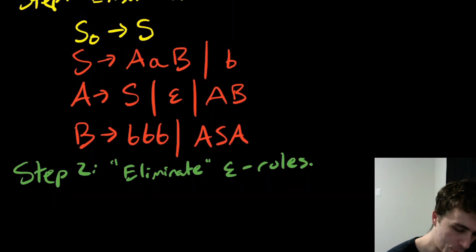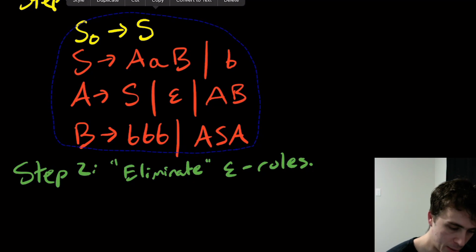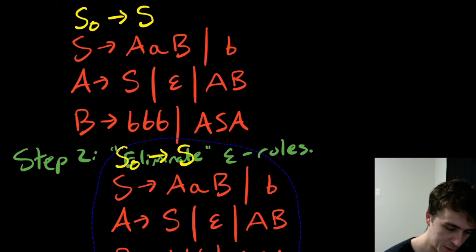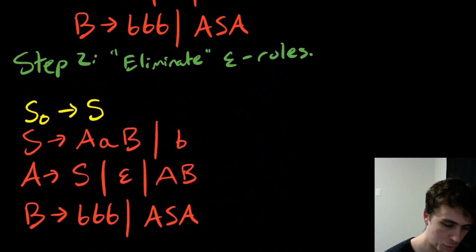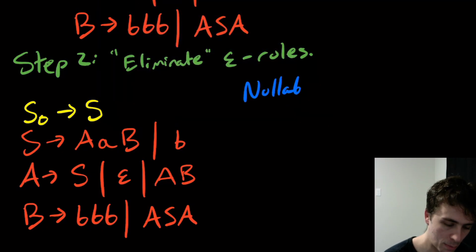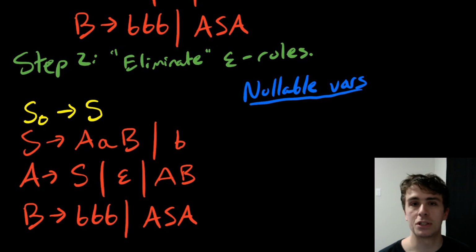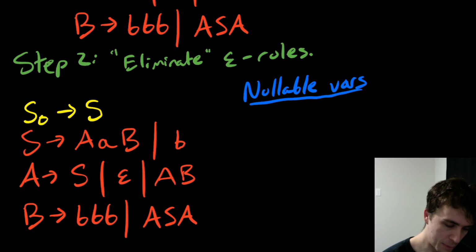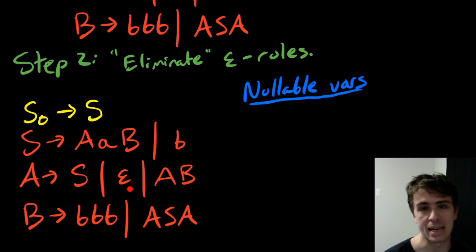So again, I'm going to copy down this grammar right here. So paste. I'm going to move it over to the left here, and I'm going to have a nullable variables list. So the first thing we should do is go through the grammar and identify the variables that can make epsilon directly. Well, the only one in that case is A, obviously.